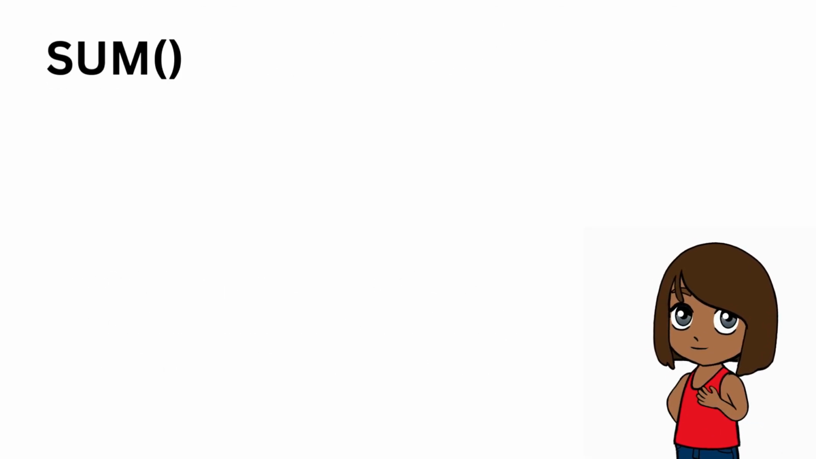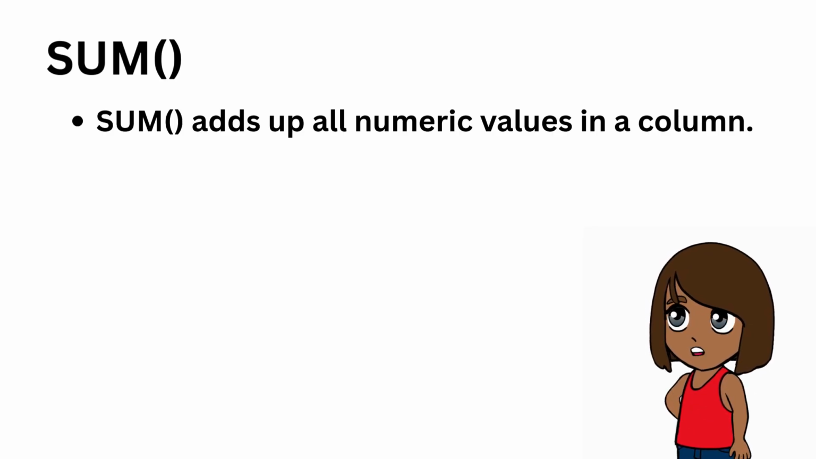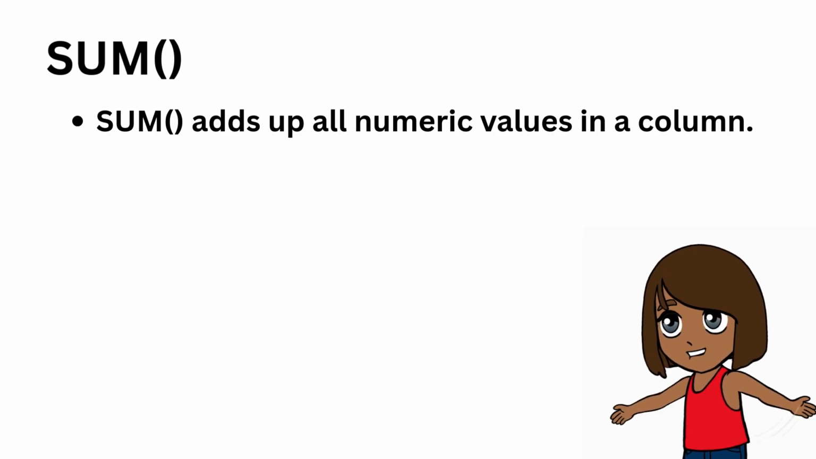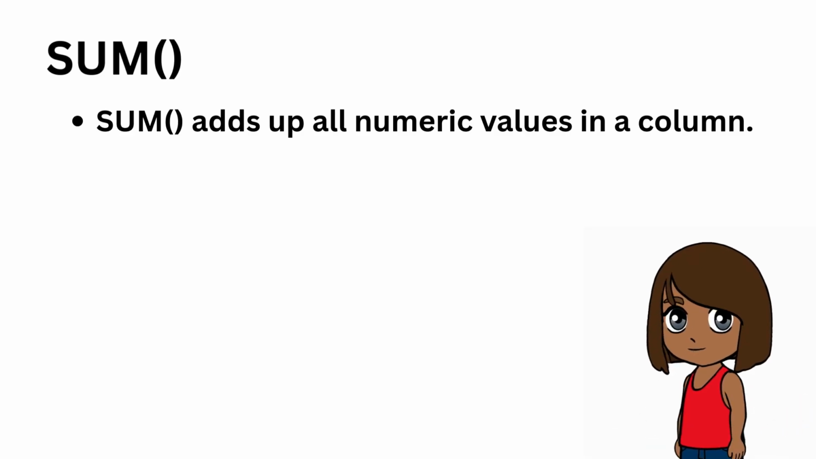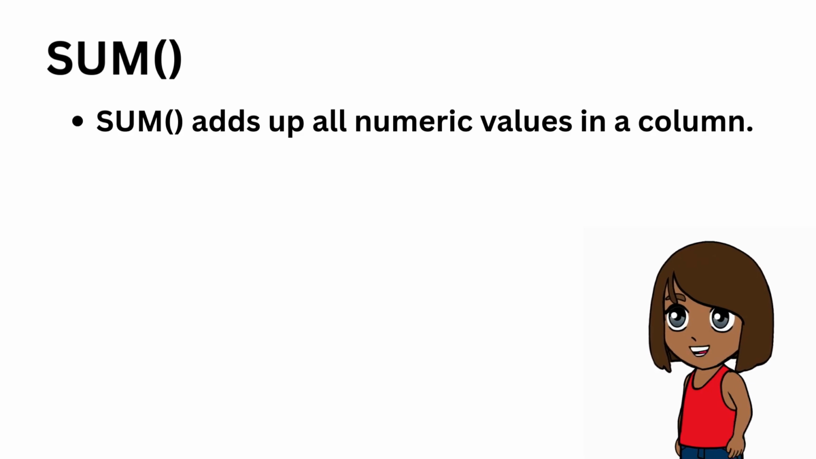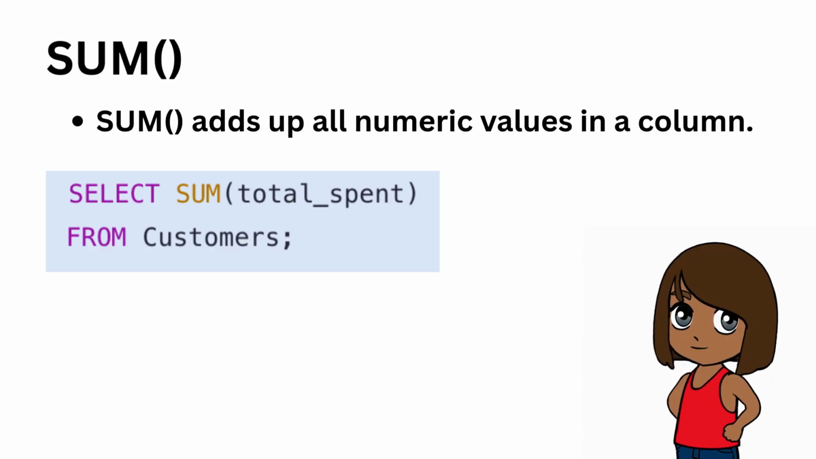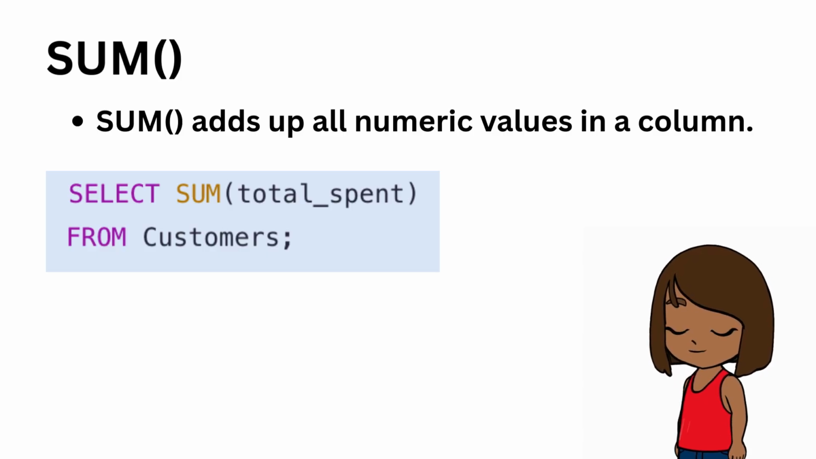The sum function adds up all numeric values in a column. It is important to note that sum only works on numeric columns, and null values are ignored. We can use the sum function to answer the question, what is the total revenue? We can run this query. If two customers have null in total spent, they are not included in the sum.